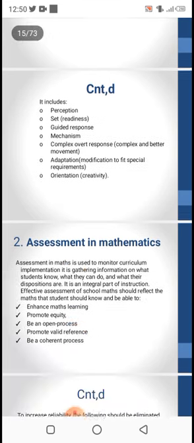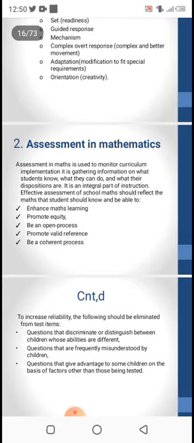Second, let's continue with assessment in mathematics. How to assess in mathematics when you are teaching mathematics, how you can assess your students, what kinds of assessment you have to give to them, etc.